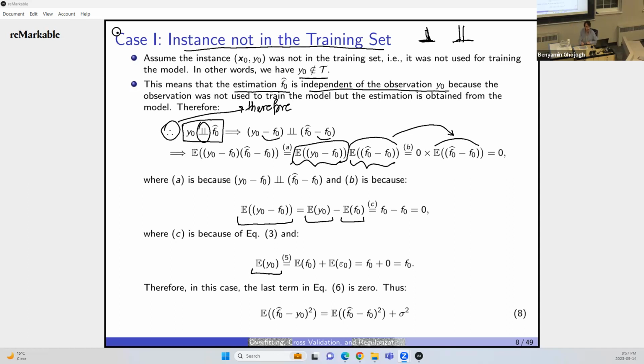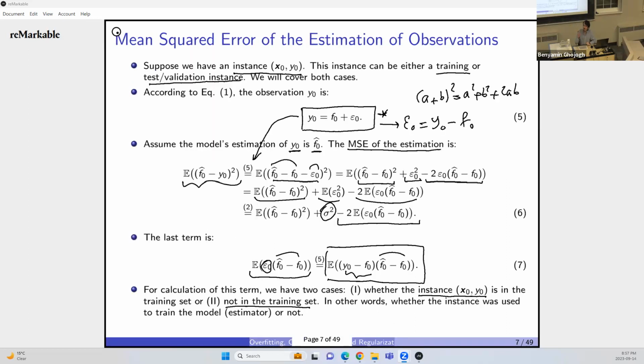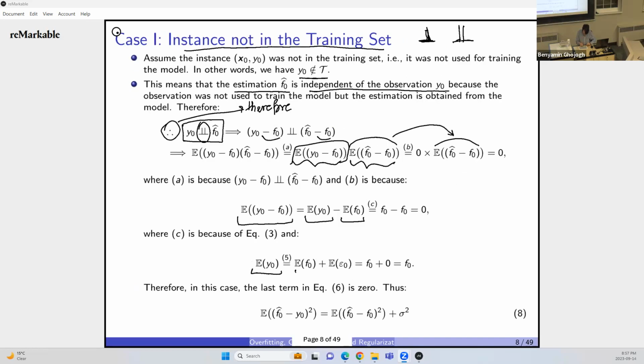Let's see. I'm going hierarchically. Doesn't matter. Expectation of y0. What is that? According to equation 5. What was equation 5? This. y0 was f0 plus epsilon 0. According to equation 5, take expectation from both sides. So we'll have expectation of y0 equals expectation of f0 plus expectation of epsilon 0. Expectation of f0 is f0. Why? Because the model f0 is not a random variable.